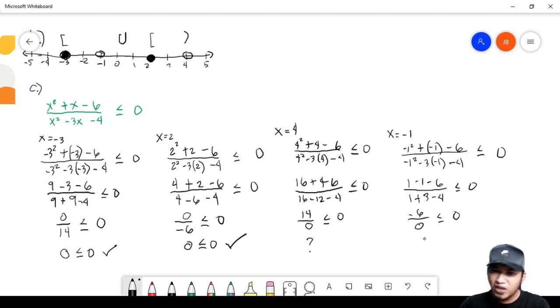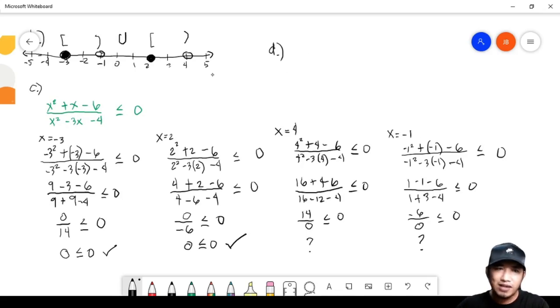Any number over a denominator of 0 is undefined. So x equal to 1 is undefined, which means a hollow circle, and that is a parenthesis. For the final answer, that is D.